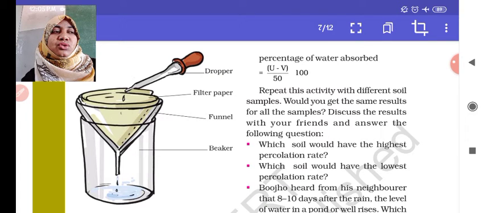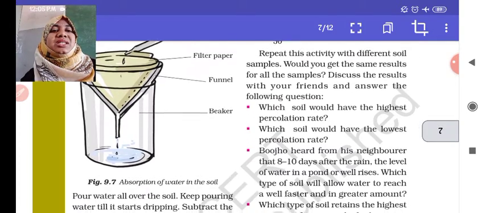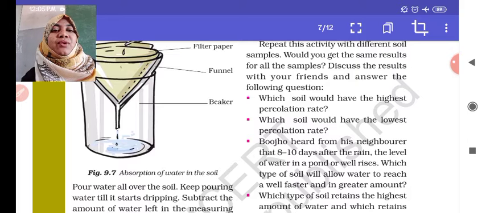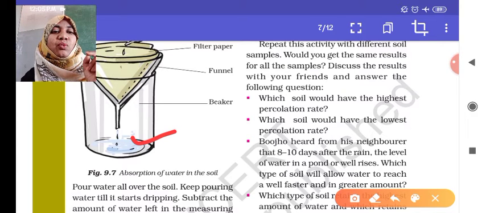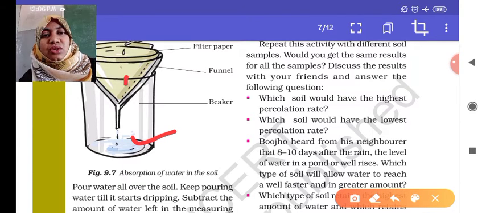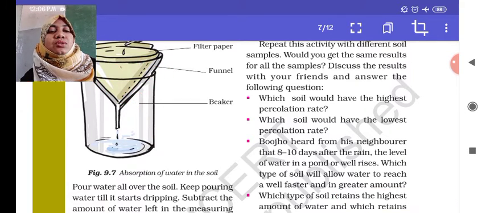Now, when you are pouring the water, you should be careful so that the water is not dropped at one point. It should be dropped on all the spots simultaneously. You should see that the water is falling from the funnel drop by drop, like this. It should not be only in the center; we should drop even on the sides of the filter paper also.